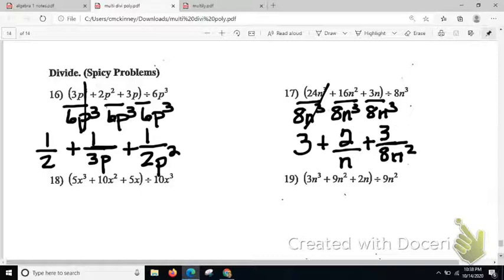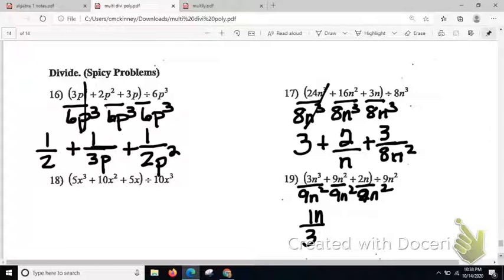So these get messier. That's why these are called spicy problems. So number 19, I'm dividing every single thing by 9n squared. So 3 over 9 is 1/3. Or I could think of that as just a 3 in the bottom. And this has a higher power on top. So the n is going to be up there on top.